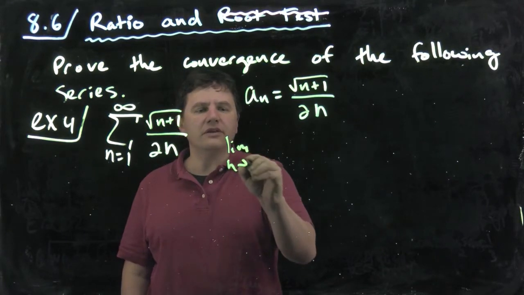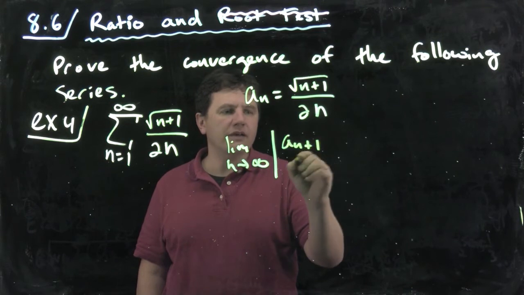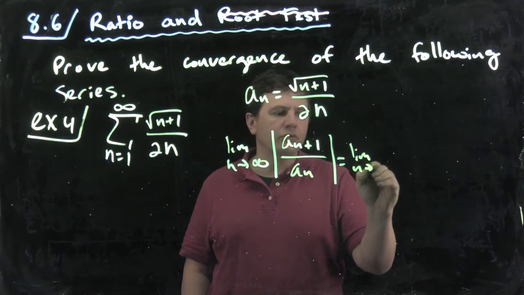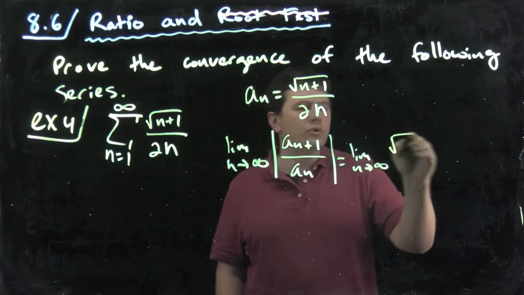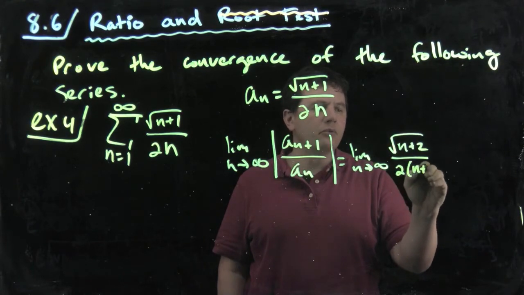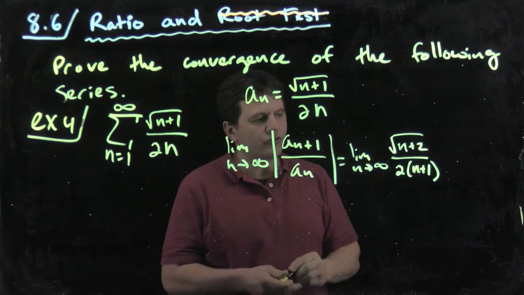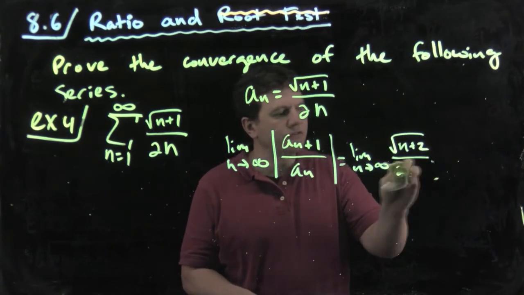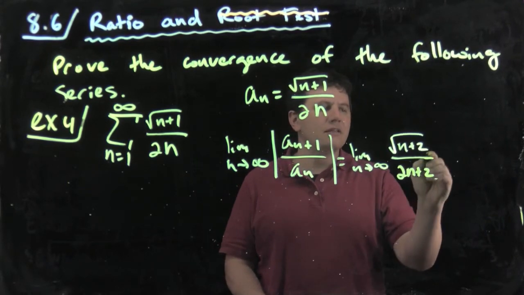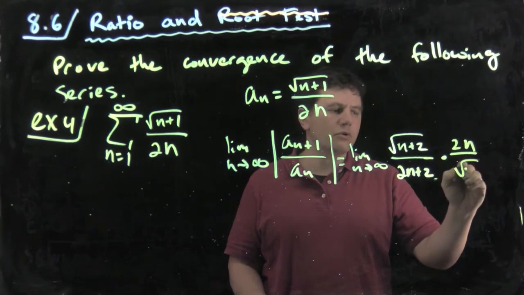The limit as n goes to infinity of the absolute value of a sub n plus 1 over a sub n is equal to the limit as n goes to infinity, square root of n plus 2 over 2n plus 1. So this is actually equal to 2n plus 2. We got to make sure we distribute this. So that'll be 2n plus 2. Okay, times, and then the reciprocal, 2 over n, and then the square root of n plus 1.